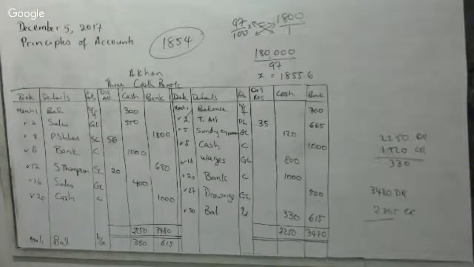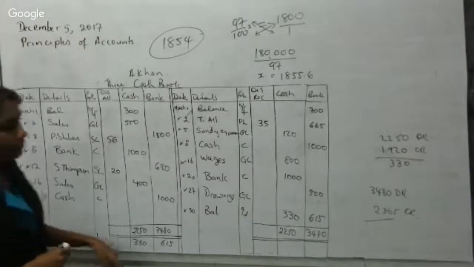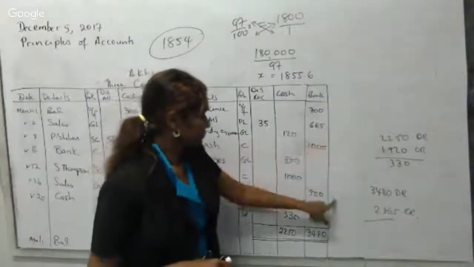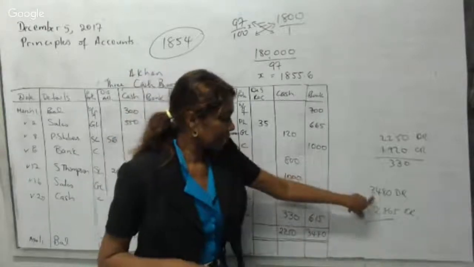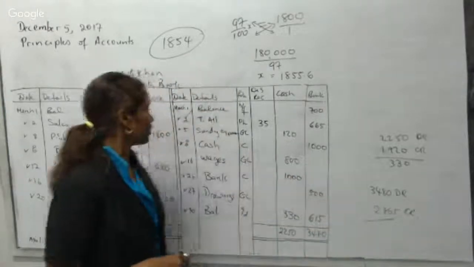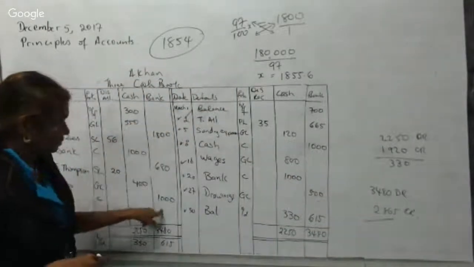Where is the 615 again? 2,865. That's the amount that we had spent over here, taken away from what we collected for the entire month. Okay. Some of these values here.